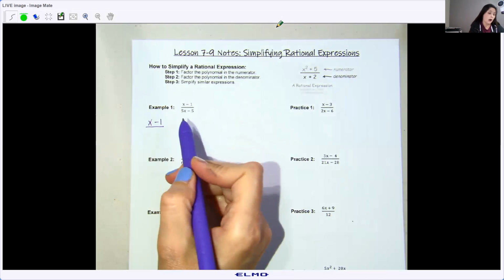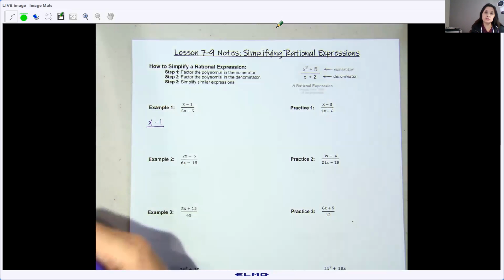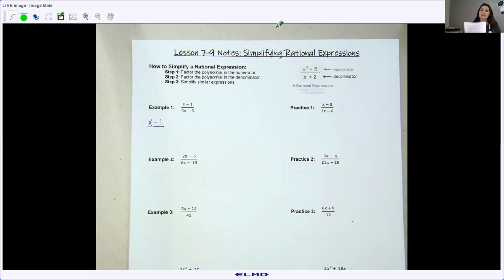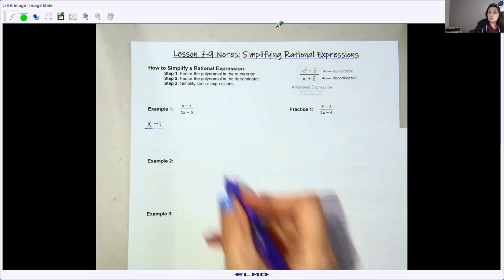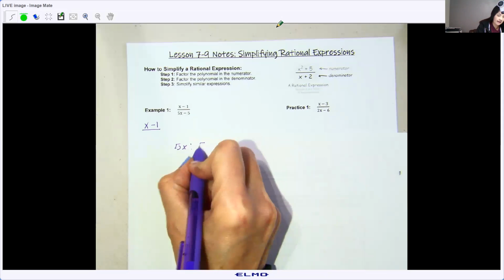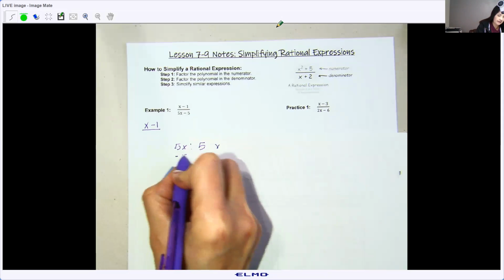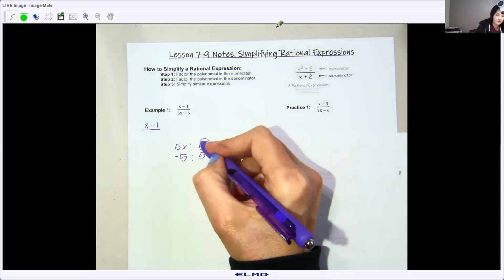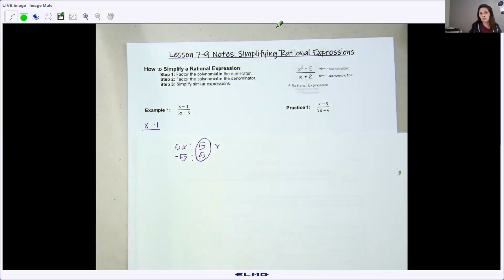And looking at my denominator, I can factor that. So what you're trying to do is figure out the greatest common factor between 5x and negative 5. Well, it's 5. Now remember, if you need to work out factoring expressions by creating that factor tree, you can. But just as a reminder, we have 5x and its factors are 5 and x, and then we have negative 5, its factor is 5. So the greatest common factor that they share is 5. Okay, that's how we get that.